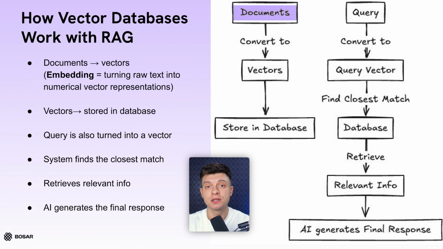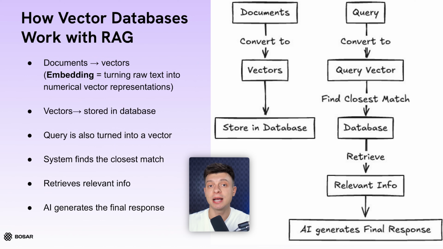So here's how vector databases work with RAG. First, the system converts your documents into vectors and stores them in the vector database. And when I say the system converts your documents into vectors, that conversion process is called embedding. All right, embedding. So embedding means turning raw text into numerical vector representations. These vectors are then stored in the vector database for later retrieval.